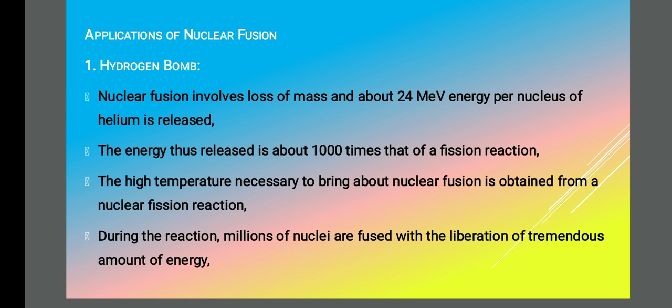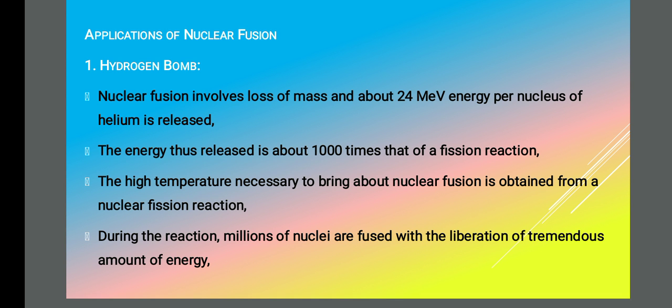The energy thus released is about 1000 times that of nuclear fission reaction. The high temperature necessary to bring about this nuclear fusion reaction is obtained from a nuclear fission reaction. So the energy for nuclear fusion we are getting from nuclear fission. During this process, millions of nuclei are fused with the liberation of a tremendous amount of energy. This is the principle used in the hydrogen bomb.